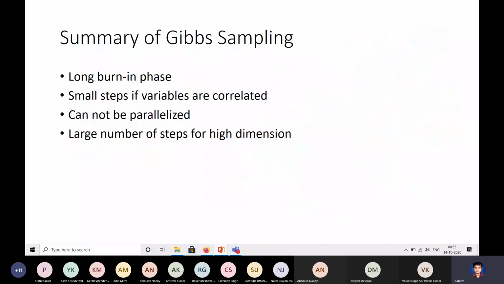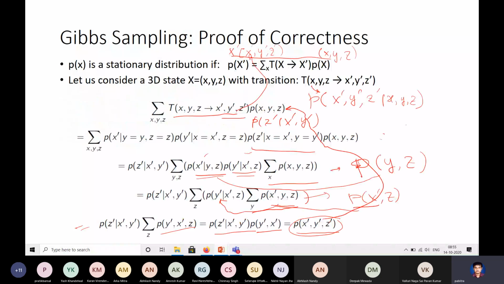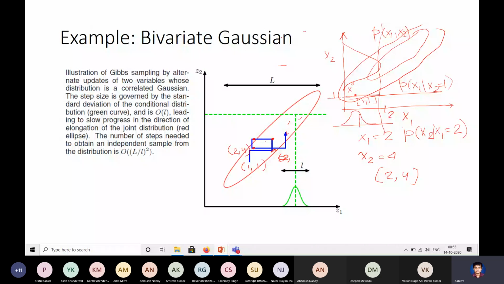Okay, so as a summary, we see that it has some disadvantages. First thing is that it has a long burn-in phase. It takes a lot of time because every step that we are taking is actually small. If we look at these probabilities for most of the distributions, these steps would be very small. So the next step would be very much correlated with the previous step. So not only is the burn-in long, your exploration is also very slow.